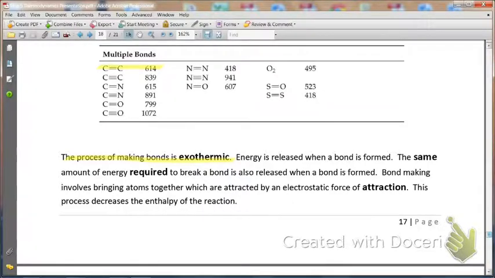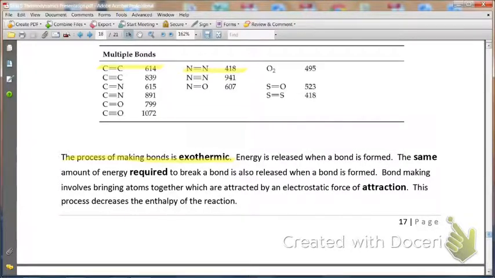That's the energy required to break that bond, but it is also the exact same value that is released when a carbon-carbon double bond is formed. Same thing with this nitrogen double bond. It takes 418 kilojoules of energy to break the bond, but we also release that amount when we form a double bond between two nitrogen atoms. The only difference is the sign.